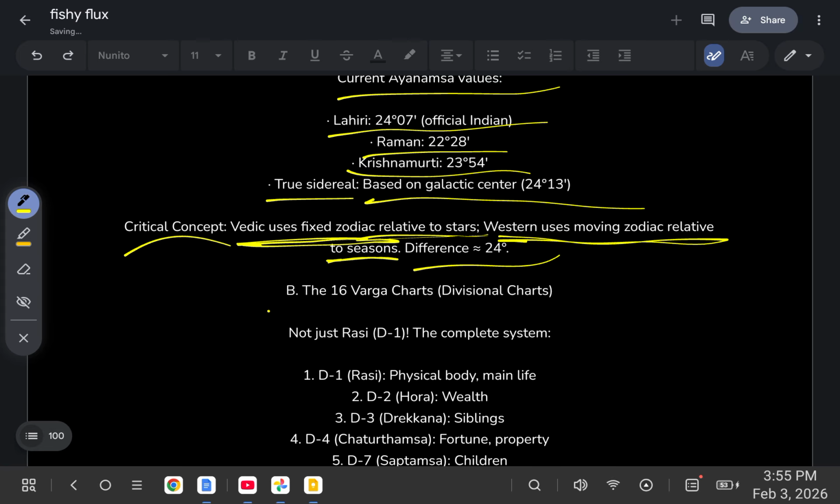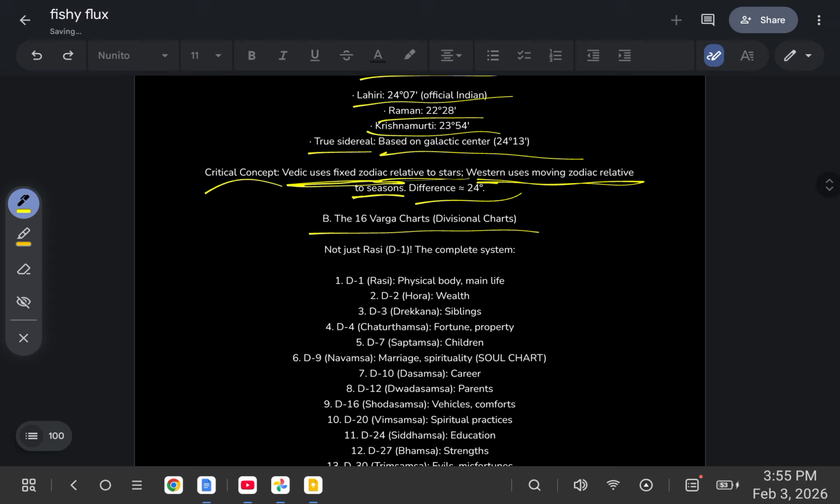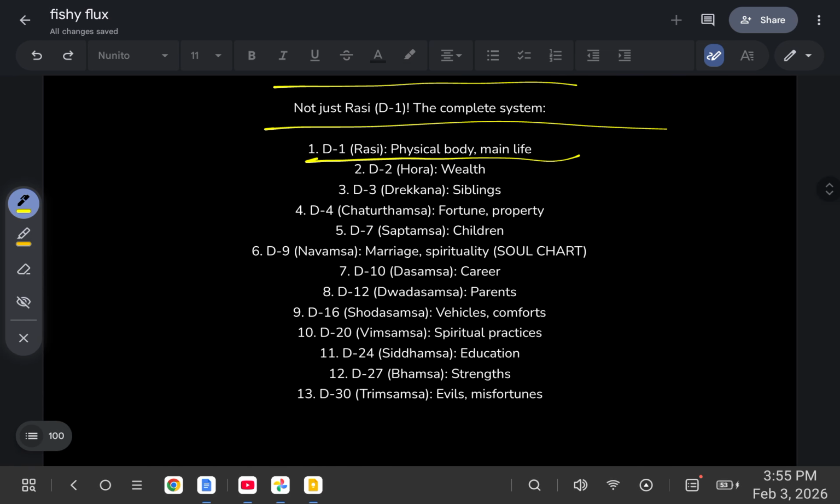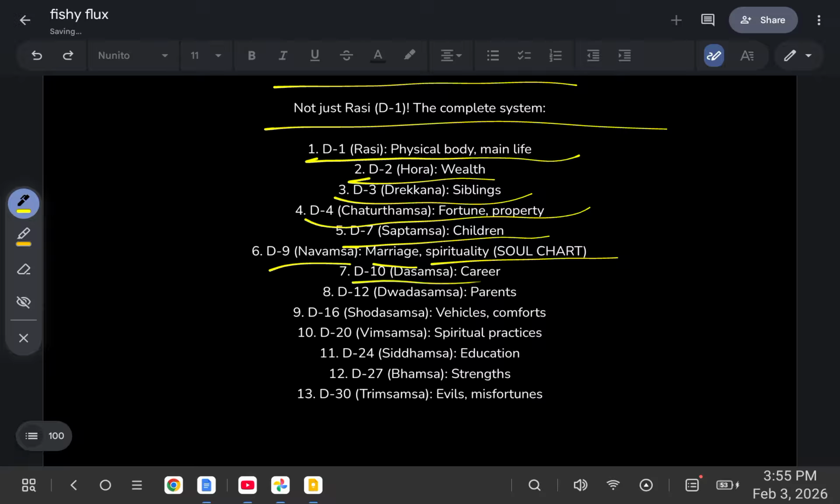Okay, let's talk about the 16 Varga charts, the divisional charts in Vedic astrology, not just Rashi, D1, the complete system. So D1, of course, is Rashi, and that's the physical body and your main life. But as we go further, there's D2, Hora, for wealth, D3, Drekkana, siblings, D4, Chaturthamsa, fortune, property, D7, Saptamsa, children. D9, Navamsa, marriage, spirituality, the soul chart. D10, Dasamsa, career.